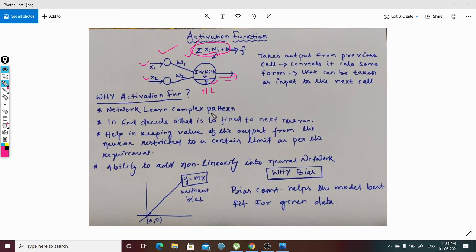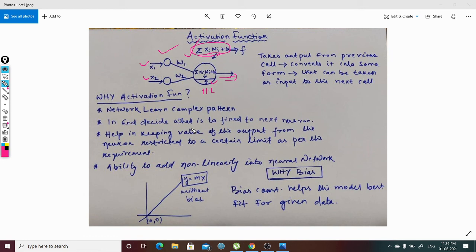So yes, let's see why an activation function is actually needed. So let's discuss that. We use it in the network because in deep learning we have to work with image recognition, or very complex data sets, like in machine learning. To learn the complex pattern we need to have some activation functions.